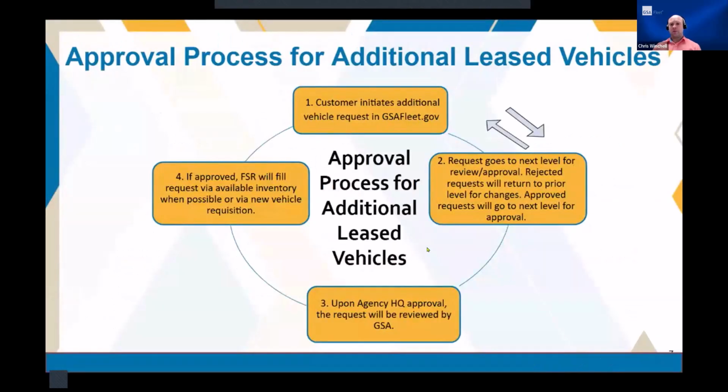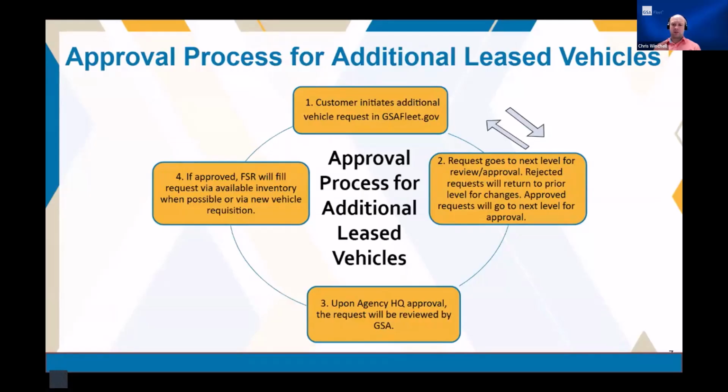So, an overview of the request process and the flow of it. It starts with the customer initiating the request in GSAFleet.gov for the additional vehicle. The request then goes on to the next level for review based on how your agency has set up their approval hierarchy. So it'll either go to the bureau level or to the agency level for approval. If a request is rejected, it'll be returned back to the local customer to make any changes or modifications as directed by the agency reviewers.